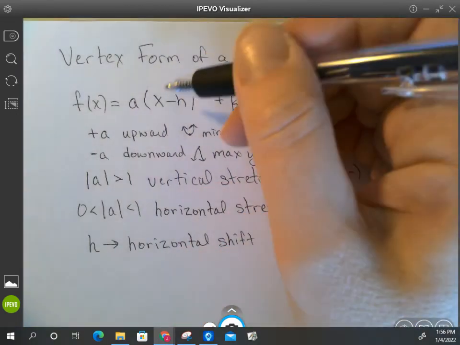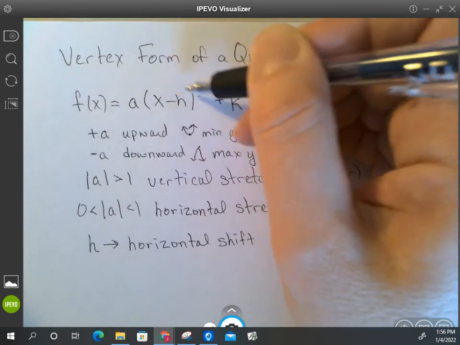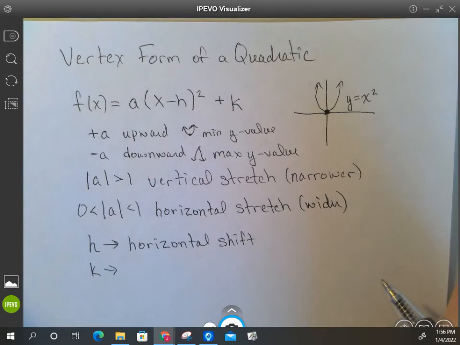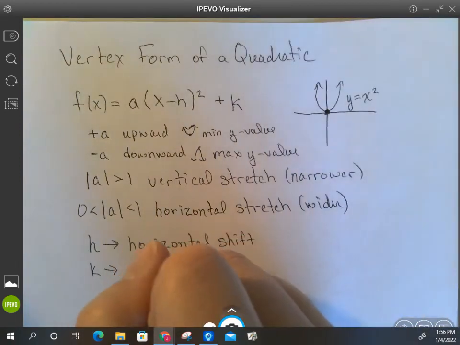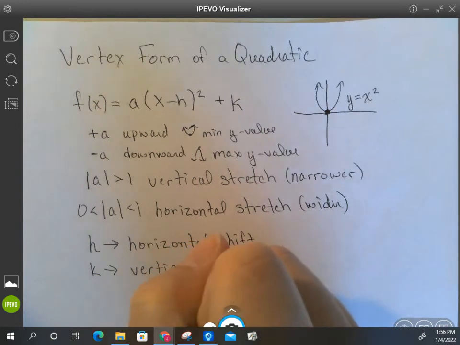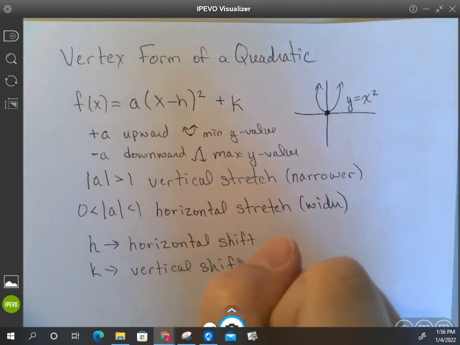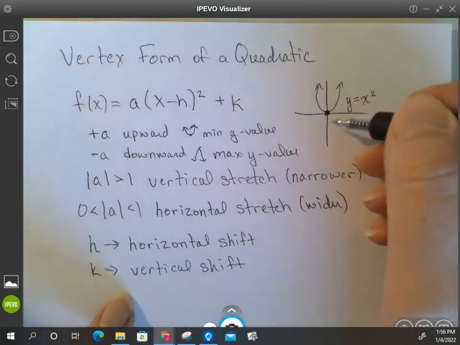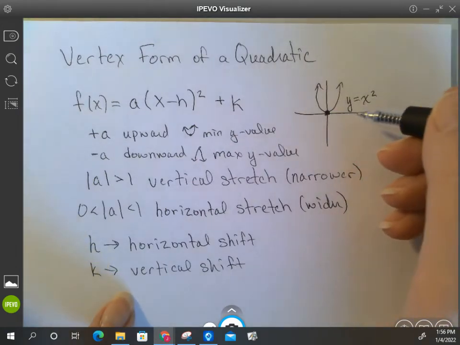Okay, so how many units? And we have to be careful because remember, it's x minus h. So we watch our signs. All right, and then k, what is that? That's your vertical shift. So if we would take our vertex and shift it so many units left or right and so many units up or down, wouldn't that shift my vertex?